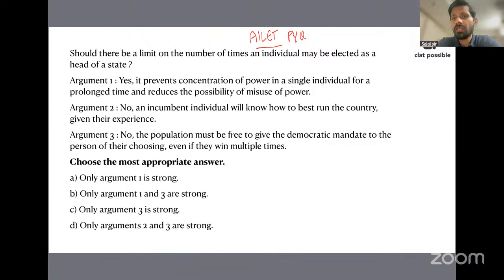Three says no, the population must be free to give the democratic mandate to the person of their choosing, even if they win multiple times. As I said, we don't have a problem with saying no to this as long as we have a proper reason, and this looks like a good enough reason, right? The population must be free to give the democratic mandate. It aligns with the democratic values also, right? So argument 3 is also a strong argument, right? So the correct option here is option B. Okay.